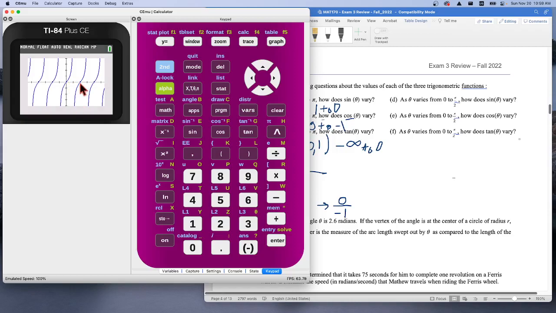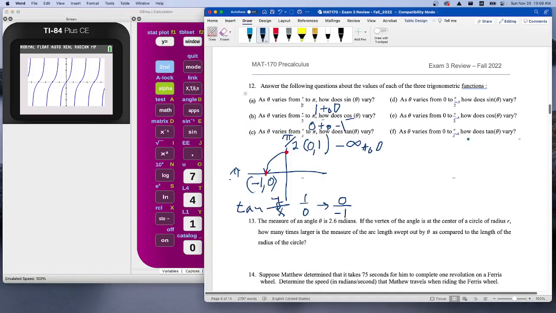So what I can see is as it goes from pi over 2 to pi, we're coming from negative infinity, right? And then we go towards 0. That's the best way to look at it. So having this graph here is probably helpful.